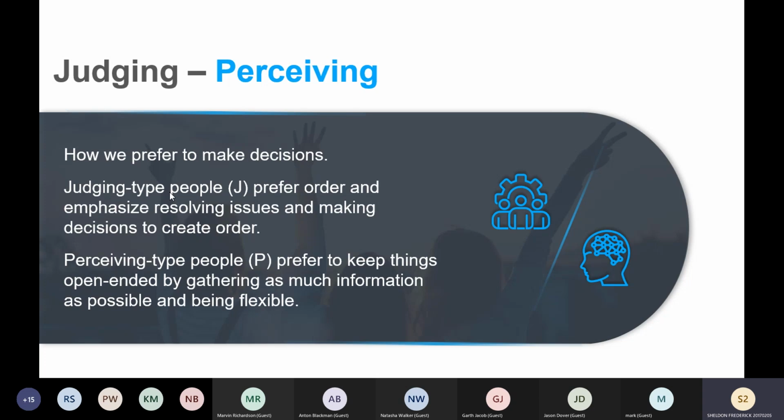Judging and perceiving is the fourth core function. People who use the J preferences like to tie up loose ends and seek closure. They like clear beginnings, deadlines, and endings. Perceiving types like to keep things open-minded, open-ended, and they want to gather as much information as possible. They usually handle ambiguity well, go with the flow, and are comfortable leaving things unresolved.